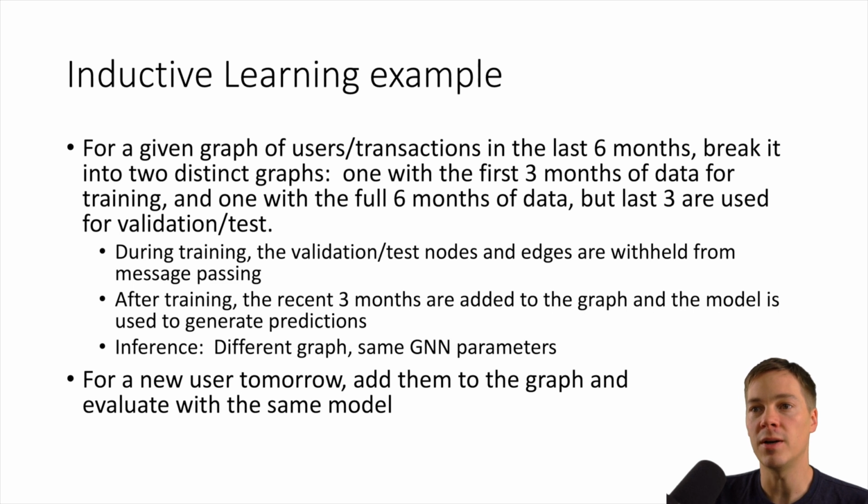Well, during training, the validation and test nodes and edges are not going to be used for message passing, so that's going to be this first kind of subgraph. And then after training, the 3 months will be added onto the graph, and then the model can be used to generate predictions. So that's where the validation and test nodes and edges will be used for message passing to generate these predictions. In the inference, you have a different graph, but the same GNN parameters. And for a new user tomorrow, you just add them to the graph and evaluate with the same model.